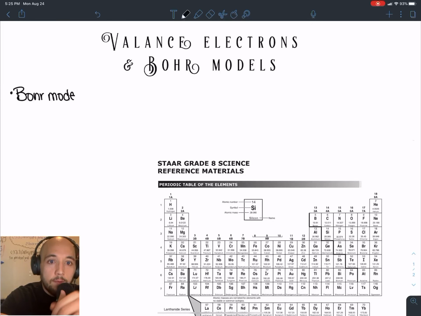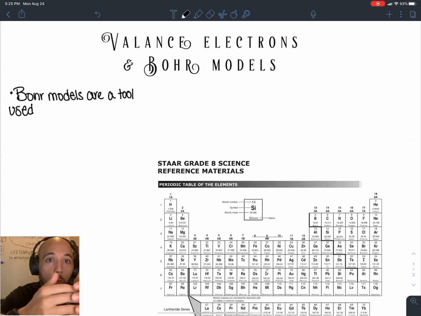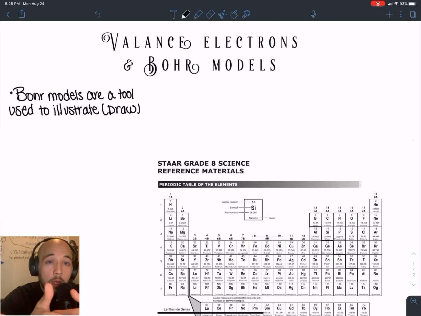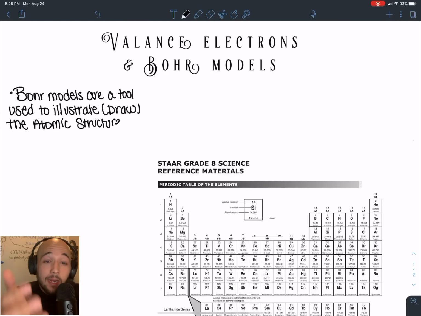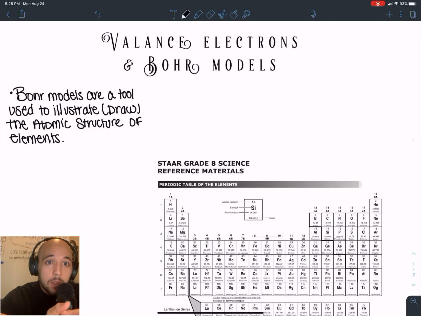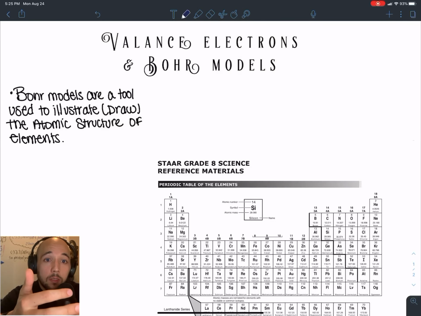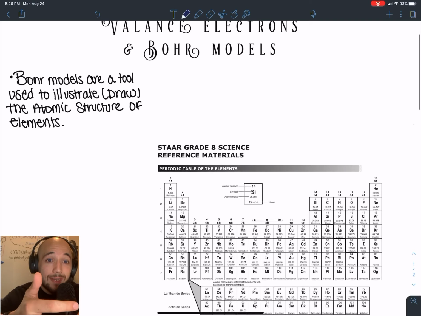All right, guys. So everything that we've been learning since the first day of school has led us to this point. We are now starting to draw Bohr models, and Bohr models are a tool used to illustrate or draw the atomic structure of an element, and all elements have atomic structures. So there's a couple of things that you need. Obviously, there's a reason why we talked about the subatomic particles, your protons, neutrons, and electrons.